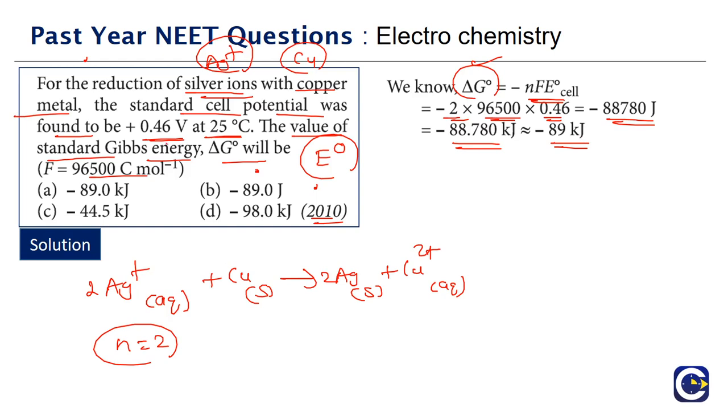Since E cell is positive, the del G naught will be negative. It indicates the particular reaction is going to be spontaneous. So for a cell reaction to be spontaneous, the E cell value has to be positive, and accordingly the del G value will be negative. Because in thermodynamics we always talk about spontaneity using the delta G. In electrochemistry, we can talk about spontaneity by using either the delta G value or the E cell value. Delta G must be negative, or otherwise E cell must be positive for a spontaneous reaction.